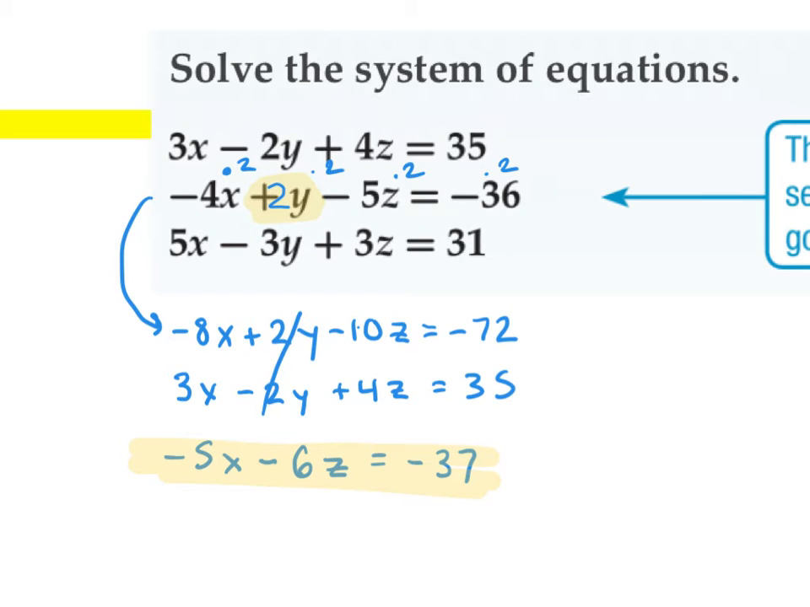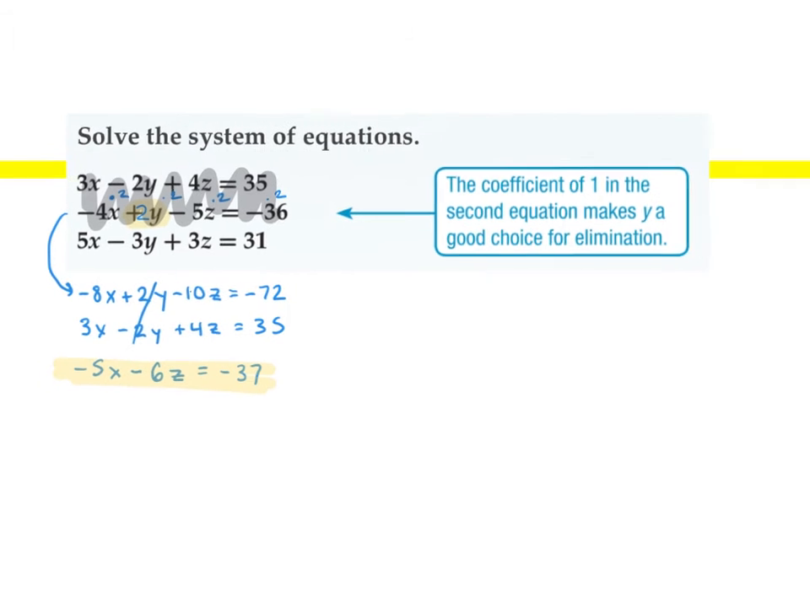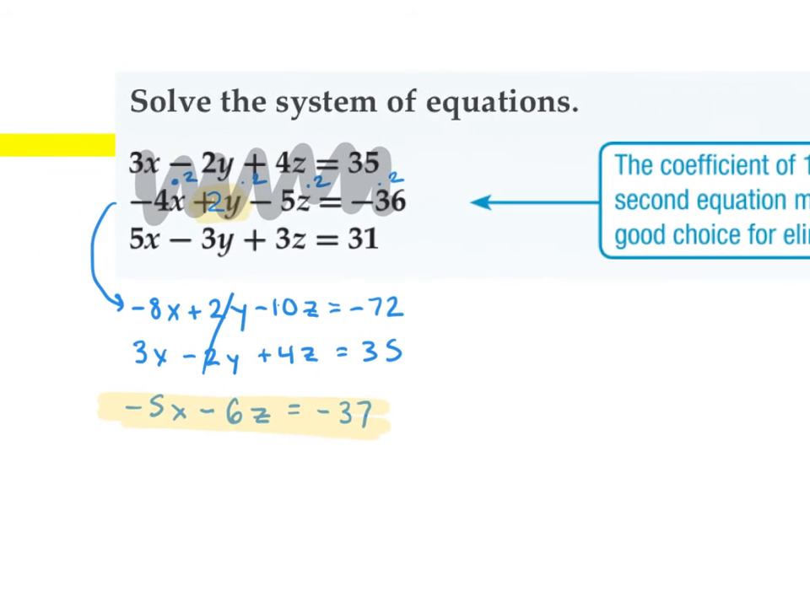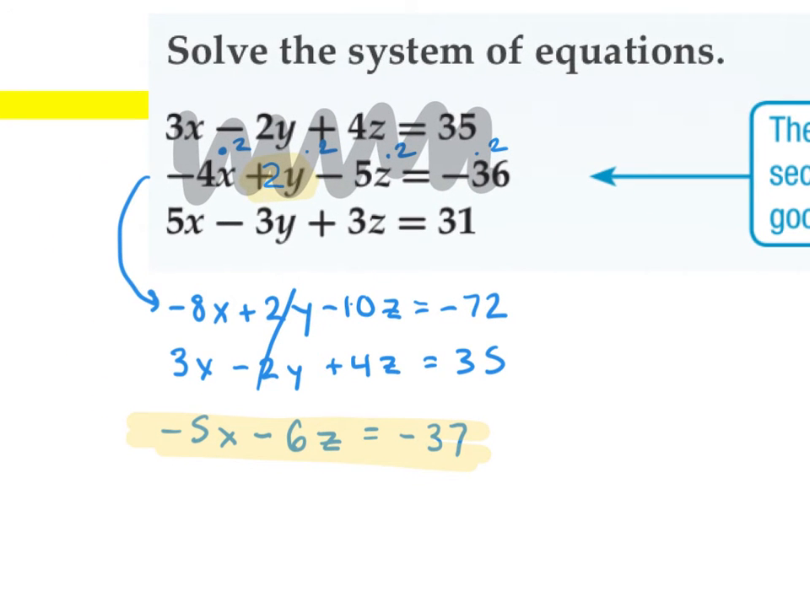Next thing we want to do, we picked the first 2 equations. Now we need to pick 2 new equations. We could either do the first and the third or the second and the third, but something's got to include the third. Again, back to that side note, the coefficient of 1 in the second equation makes y a good choice for elimination, so we want to pick the second equation again. So we're going to do the second and the third now. We're going to ignore everything we just did to the second equation and start back from the top.